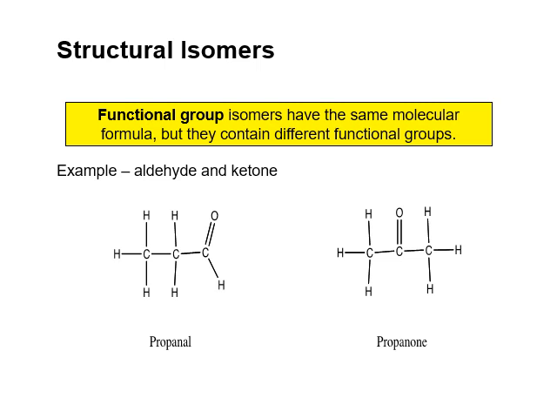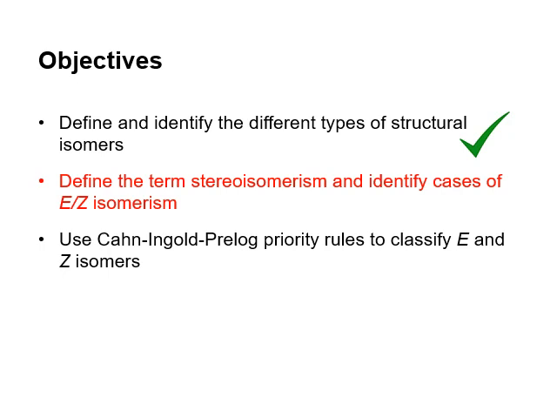Another classic example, the aldehydes and ketones. So propanal and propanone, same number of each type of atom, but one is an aldehyde and one is a ketone. So same number of each type of atom, but different functional groups. So we can define and identify the different types of structural isomers. We now need to move on to look at stereoisomers and identify cases of EZ.